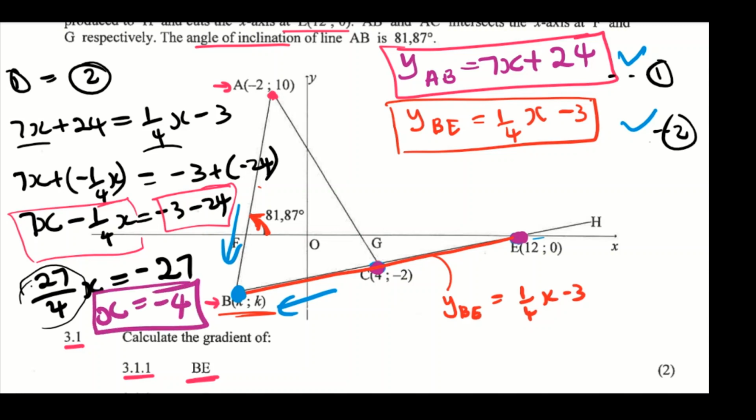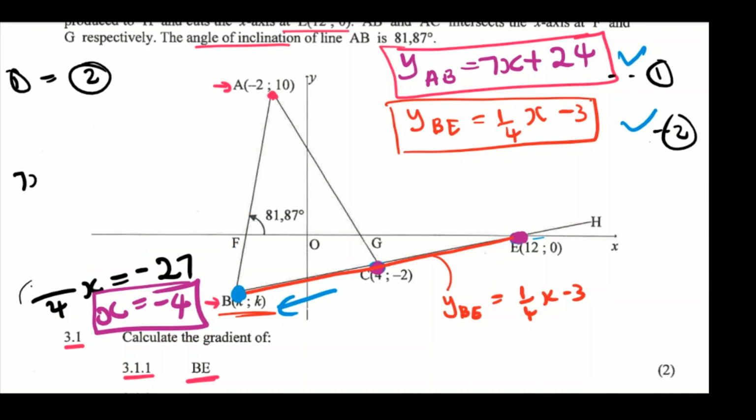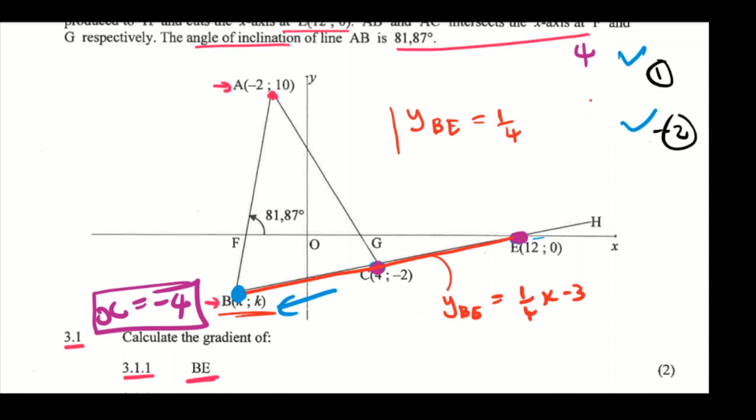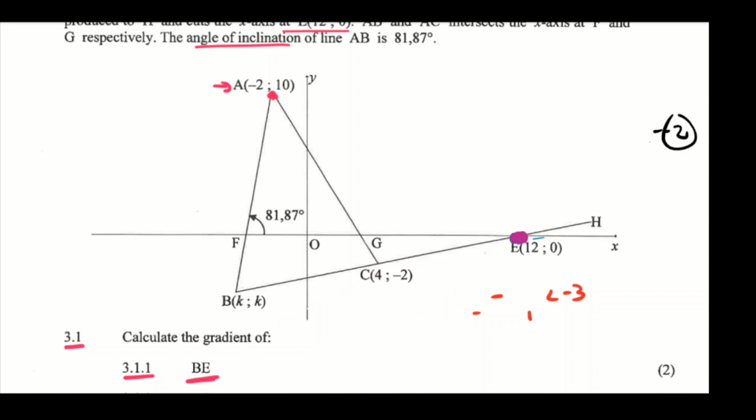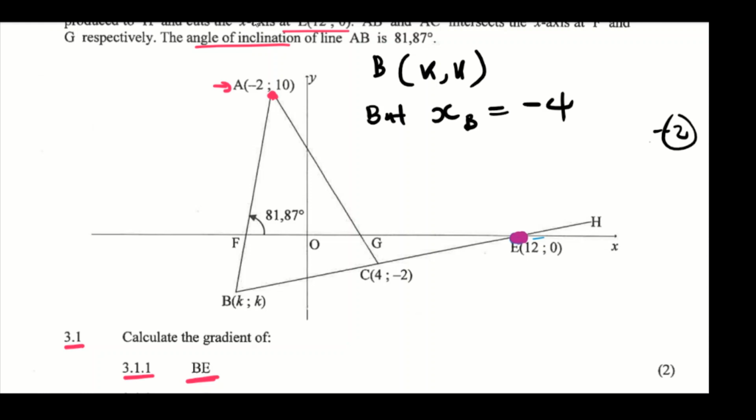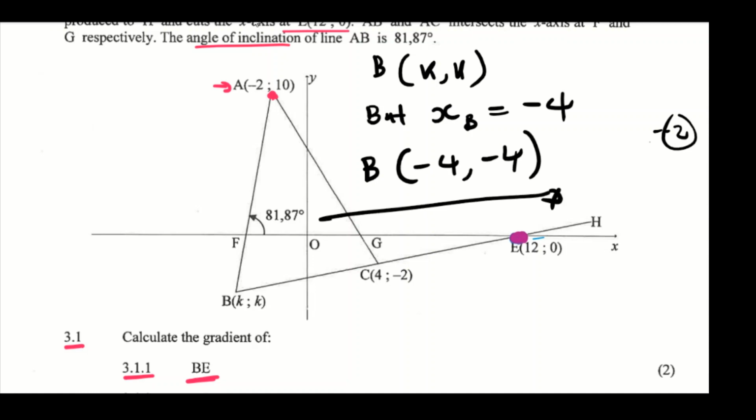So now we know the x value of B. It's equal to minus 4. We don't need to calculate the value of y. Why? Because we already know that the x value of B is equal to the y value of B. How do we know that? We're given the coordinate form of B such that the x value is k and the y value is k, right? So we are given that B is k and k. But we just found the x value of B, which is equal to minus 4, which means B is equal to minus 4 and minus 4. So these are the coordinates of B.